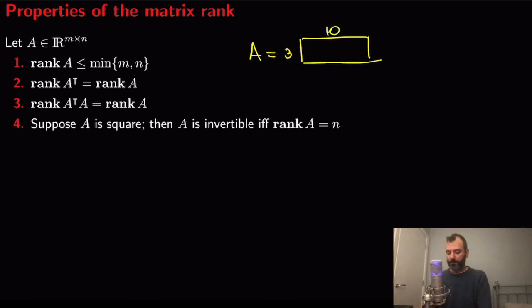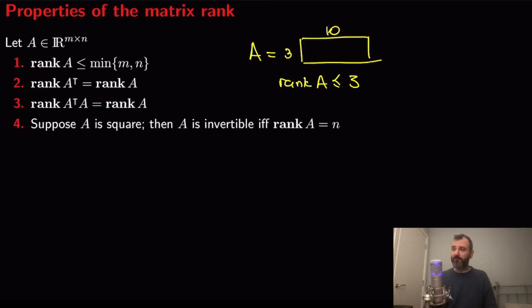Someone asks you, okay, what is the rank of A? Before you even tell the rank of A, you can certainly say that this is at most 3. The rank of A is at most 3. Why? Because the rank of A is not larger than the smallest dimension. Here the smallest dimension is 3, so the rank of A cannot exceed 3. Cannot be 4, 5, 7, and so on.